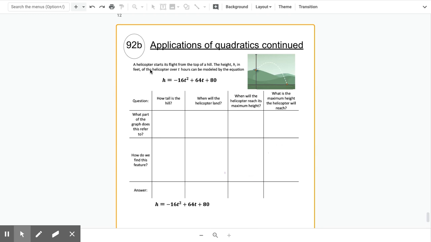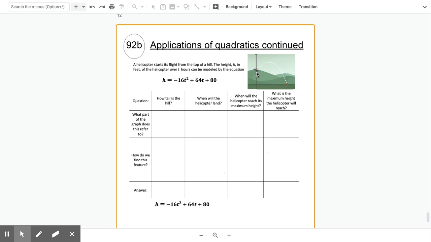It says a helicopter starts its flight from the top of a hill. The height, h, in feet of the helicopter over t hours can be modeled by this equation. So then we're given a whole bunch of different related word problems. And what we want to identify is what part of the graph they are referring to when they ask these questions. How do we find that feature? And finally, the answer. So starting with the first question, how tall is the hill?